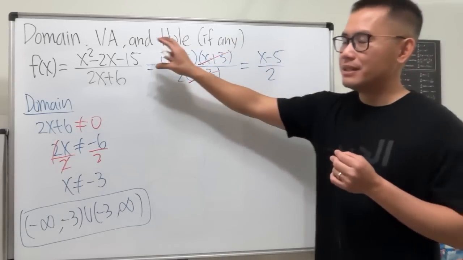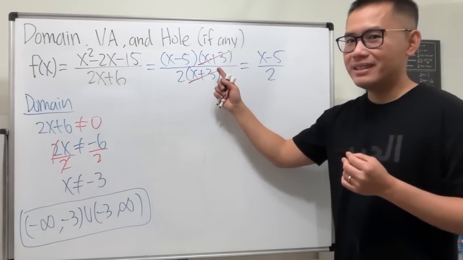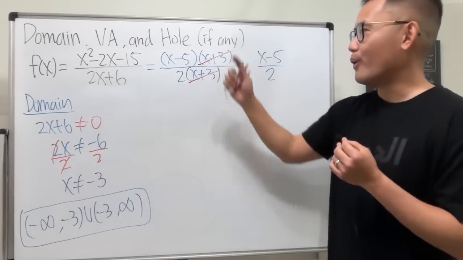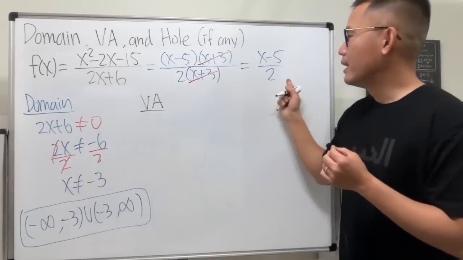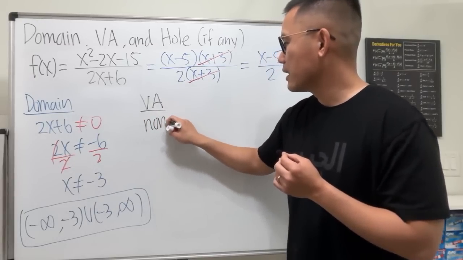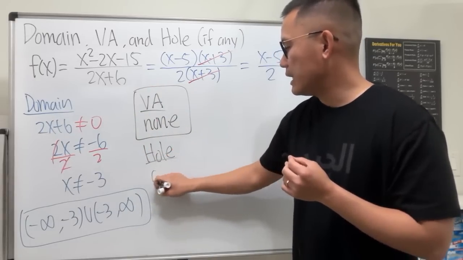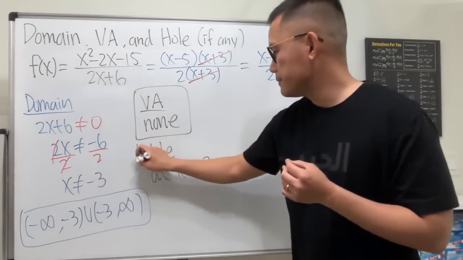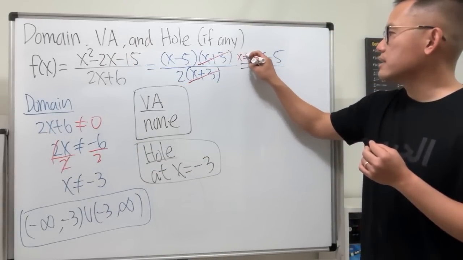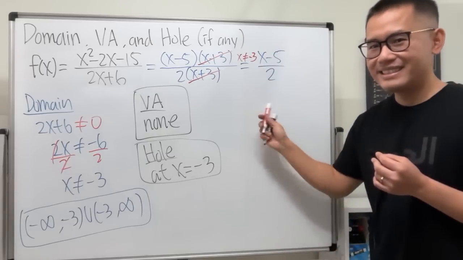In fact, if you graph this function, it's just going to be like a line with a hole somewhere. The x plus 3 is no longer on the bottom, right? So the -3 will give you the hole. But do we have any vertical asymptote? Nothing on the bottom anymore after reduced. So this right here is just none. And then for the hole, this is going to be at x equals -3. Once again, remember, this is equal to that only under the condition x is not equal to -3. Right? That's it.